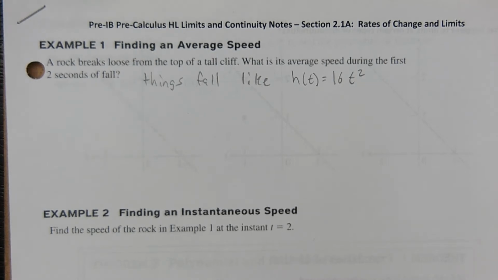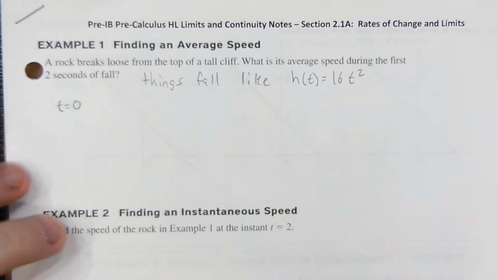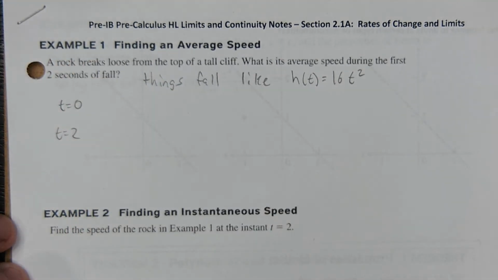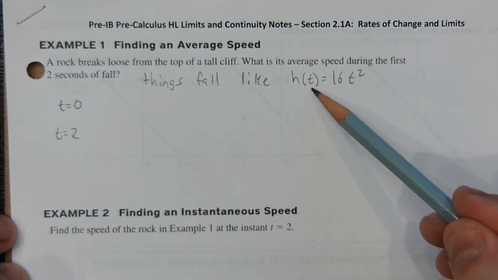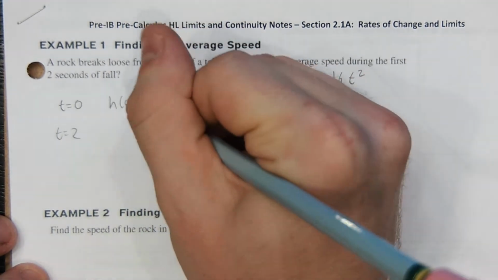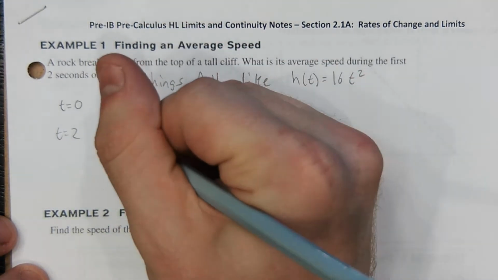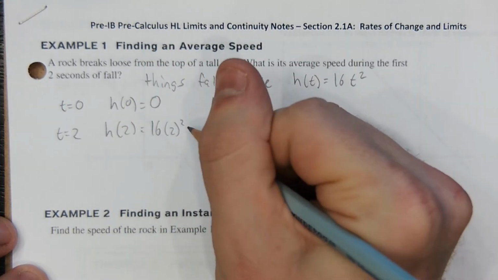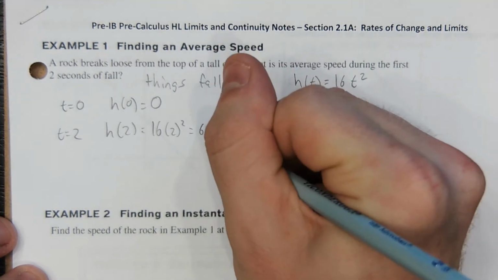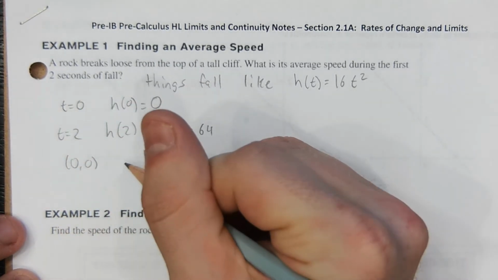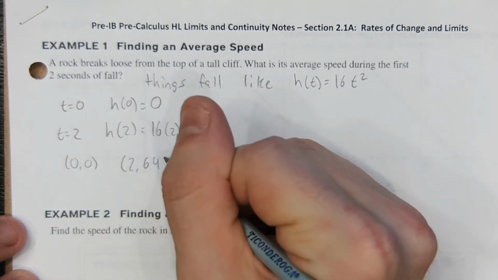Anyway, average speed. What we're going to have to do is figure out what the speed was when we began. So that's at time equals 0. And what the speed is at time equals 2. And all we're going to do to figure those two numbers out is plug in our t-values right here. So it shouldn't be too much of a stretch to believe that when you began, your speed was 0. And for this one, you plug in 2, you have 16 times 2 squared, which is 16 times 4, or 64. So we have our beginning coordinate as (0, 0), and our ending coordinate as (2, 64).